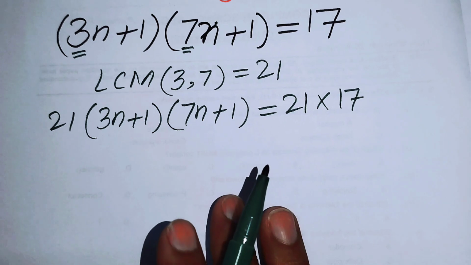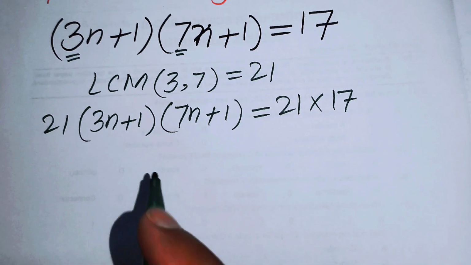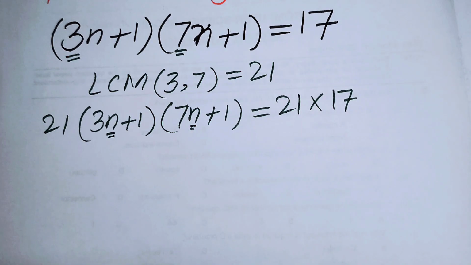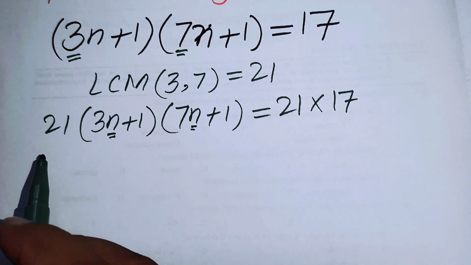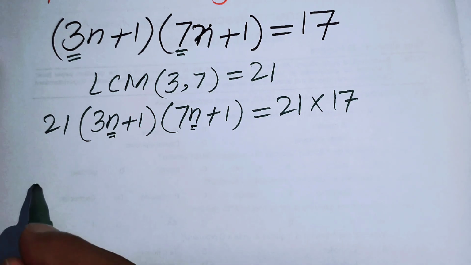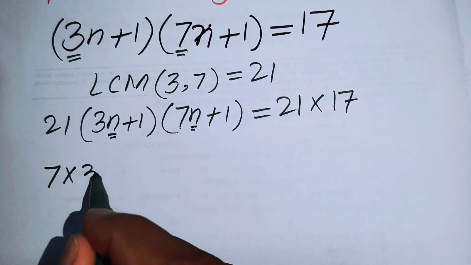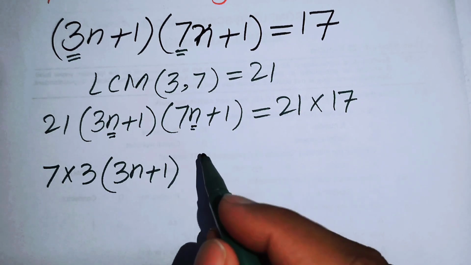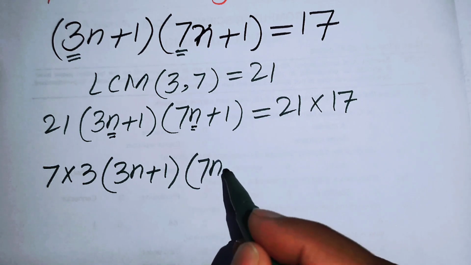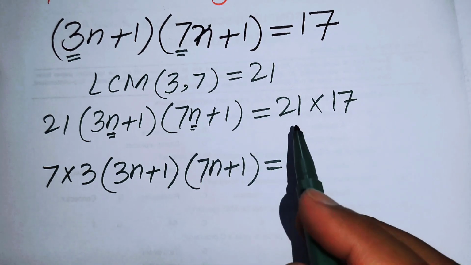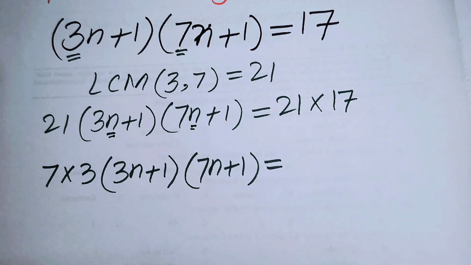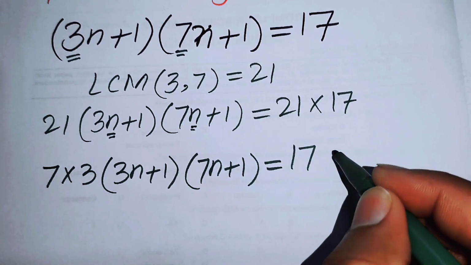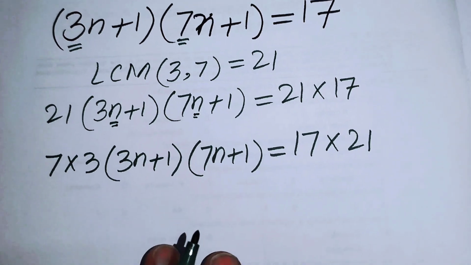Now the next step is, we will make the coefficient of n 21 and the coefficient of this n also 21. Now we can write this 21 as 7 times 3, into (3n + 1)(7n + 1), which is equal to 21 times 17, or I can write it as 17 times 21.